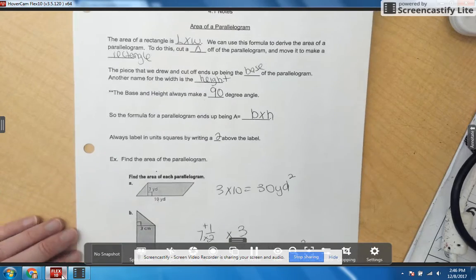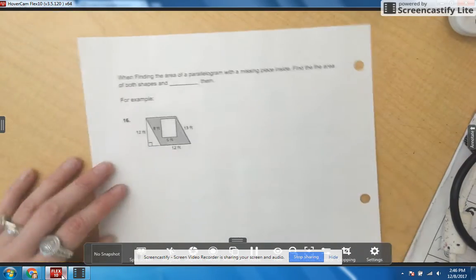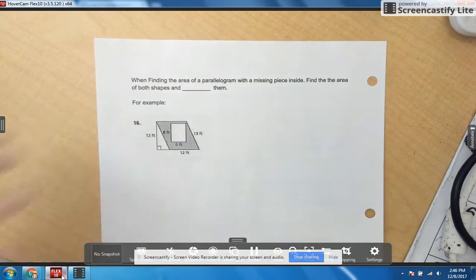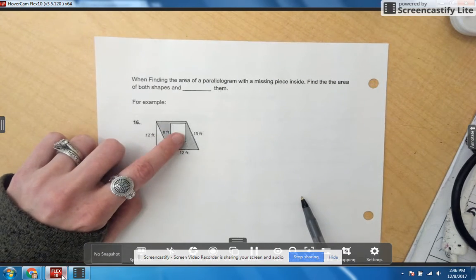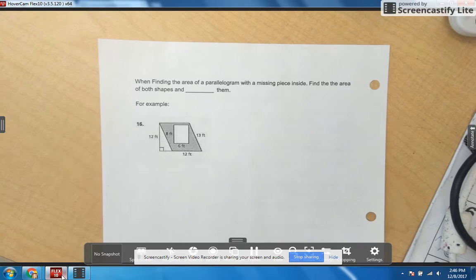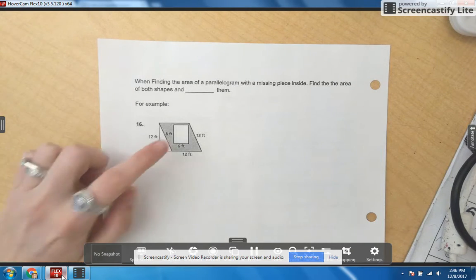Okay? So make sure you have all that filled in with me. Okay, when finding the area of a parallelogram with a missing piece inside, you find the area of both shapes, and what do you think you would do? If I want to find the area of just the shaded part, so everything but the rectangle inside, I'm going to find the area of the entire parallelogram, the area of the rectangle, and I'm going to subtract the area of the rectangle. So let's put subtract here.